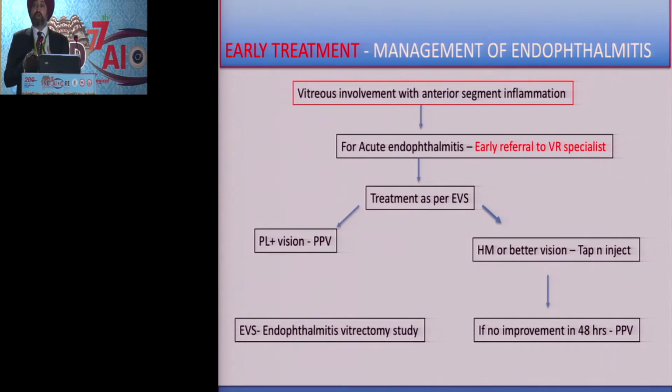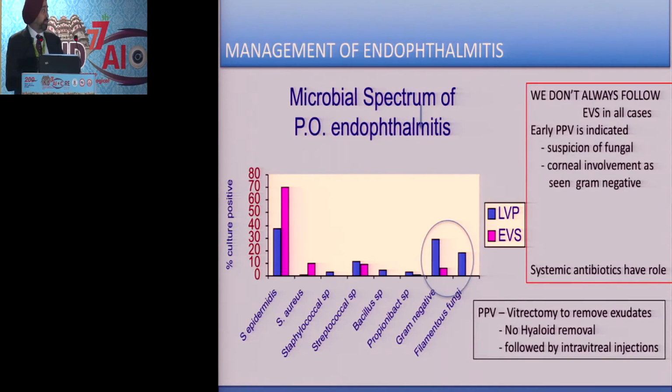Doing PPV is not going to help them more than tap inject. Why do intervention? This is what we see in these patients. If there is no improvement with tap inject in 24 to 48 hours, that is the window where we go ahead and do a definite PPV in this patient.